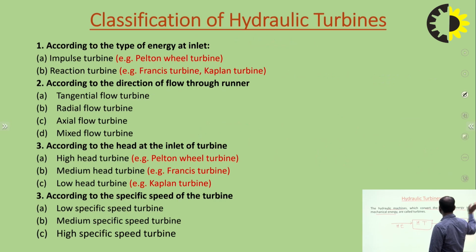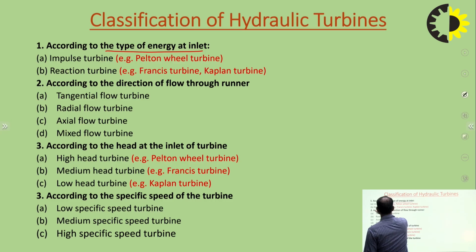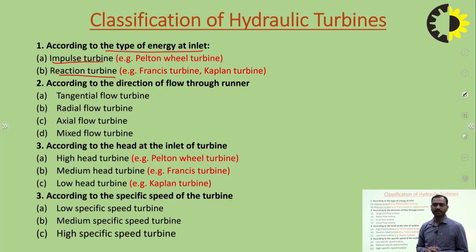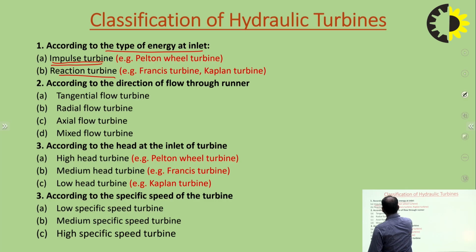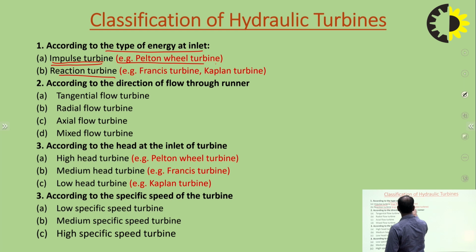Then what is the classification of hydraulic turbines? Basically, according to the type of energy at inlet, the hydraulic turbine is classified into impulse turbine and reaction turbine. What is an impulse turbine? Those types of turbines in which at the inlet of the turbine there is only kinetic energy, and this kinetic energy is further converted into mechanical energy with the help of the turbine, is called an impulse turbine. The example of these turbines is the Pelton wheel turbine.